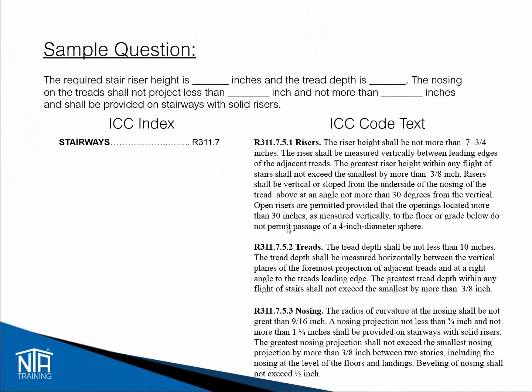The required stair riser height is blank inches and the tread depth is blank. The nosing on the treads shall not project less than blank inch and not more than blank inches, and shall be provided on stairways with solid risers.